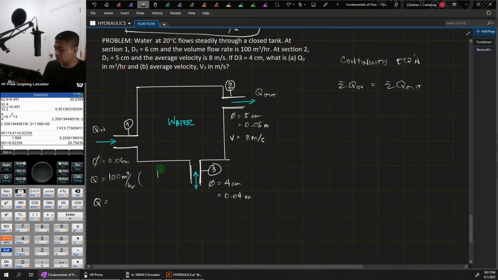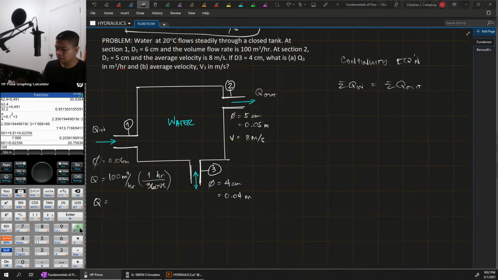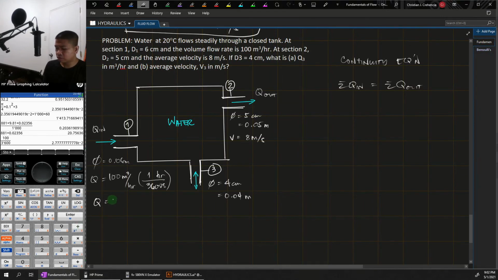So multiply lang, convert lang natin to. So hour. So for every 1 hour, we have 3,600 seconds. Okay? So 100 divided by 3,600. Yan. So we have ano ito na lang? 1/36 cubic meter per second. So para mas accurate yung makukuha natin. Okay? But roughly this is 0.02778 cubic meter per second.